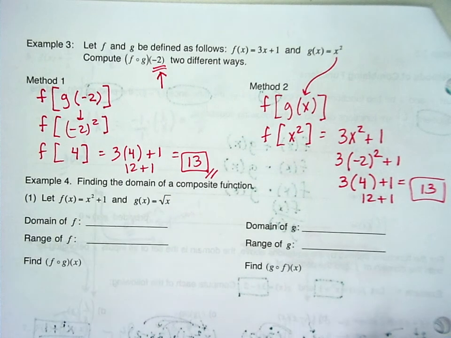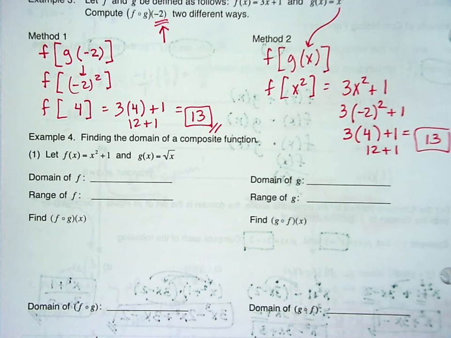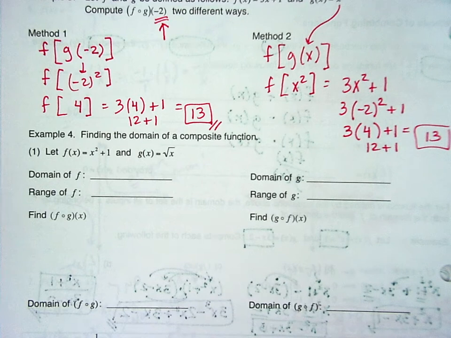All right, next part is all about domain. The biggest idea with domain, when you have two composite functions, is that you always want to look at the domain of the one on the inside, or the first function. That's what we want to look for domain. So let's look at these two functions.